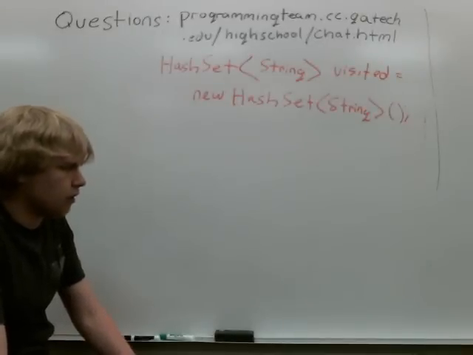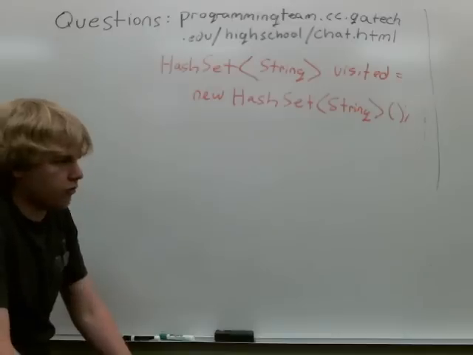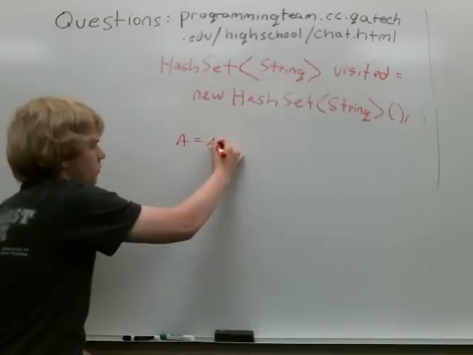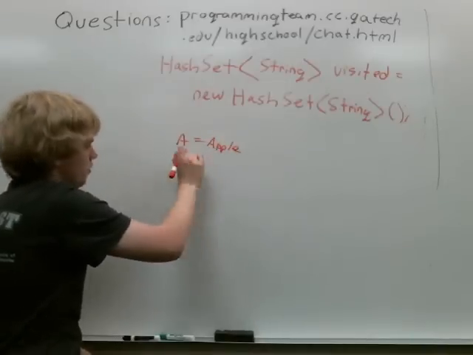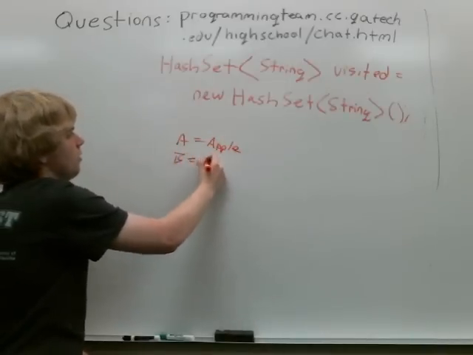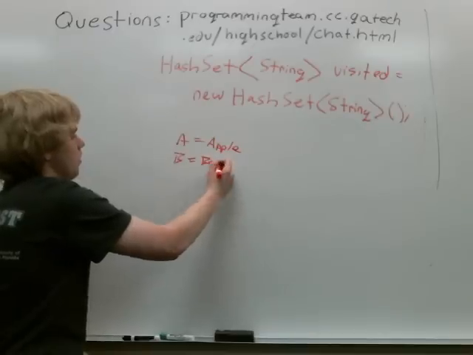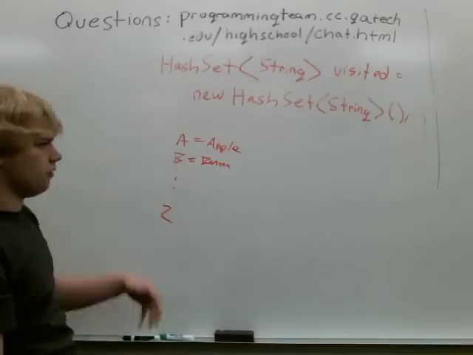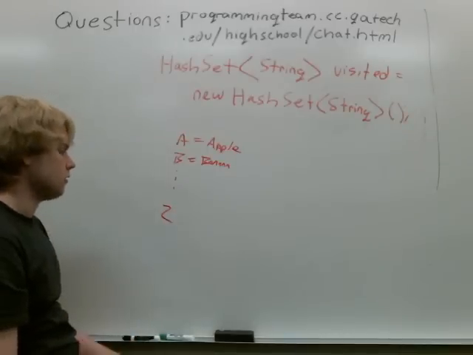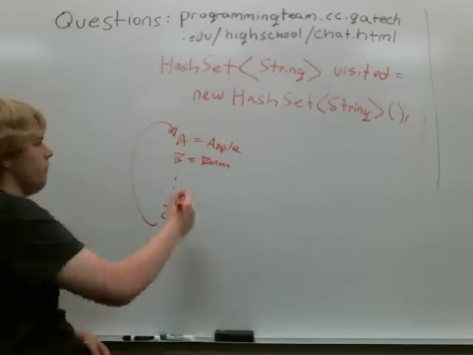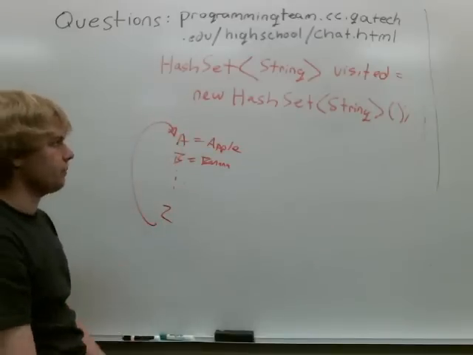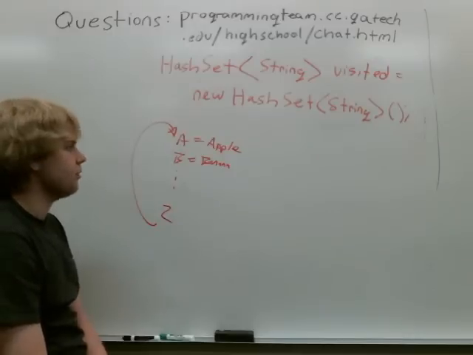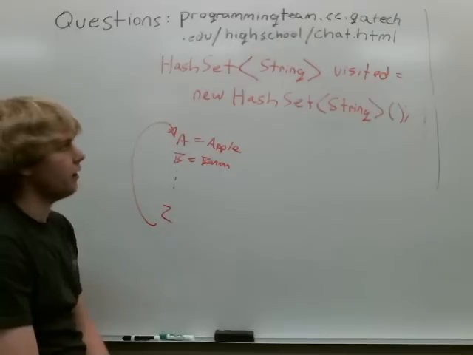So let's pretend like we're playing the alphabet game or something, where you start with A and someone has to say a fruit or something that starts with the letter A, B, banana, etc. So all the way down to Z. And when you get to Z, you have to keep coming up with new letters, starting back at A, and you just keep looping. So let's say the twist on the game is you can't say something that someone else has already said.